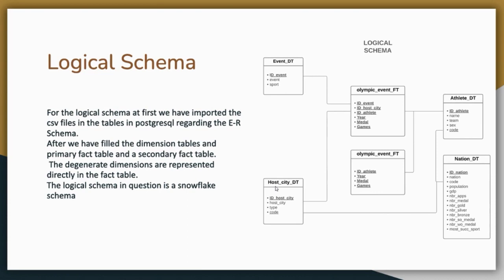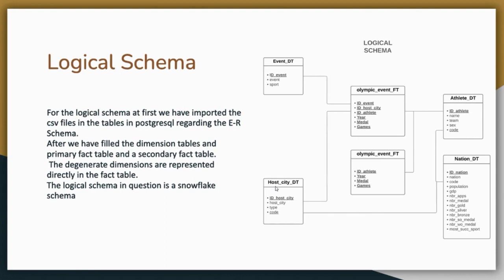This is because the attributes year and medal, for example, are small in terms of space, and also they have different values. The games is not too small in terms of space, but it is only one attribute, and so we have decided to not create the junk dimension tables.